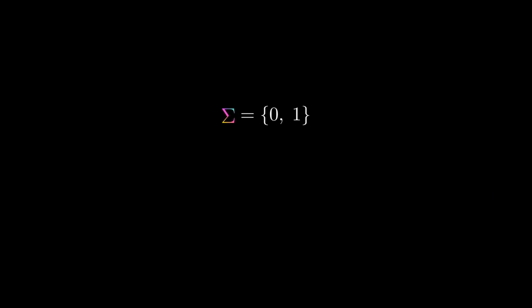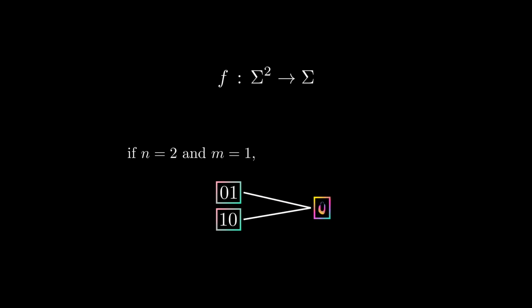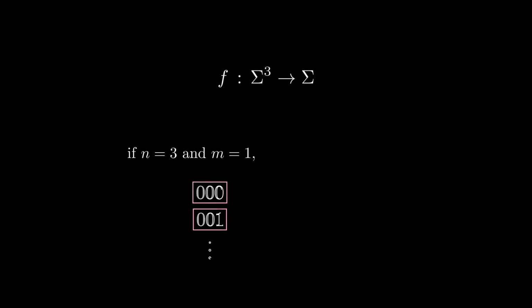We are going to be working with binary strings, so let's define the Greek letter sigma as the binary alphabet for the sake of brevity. Any computational function can be defined as taking some n-length binary string and converting it into some m-length binary output. For example, if n equals 2 and m equals 1, the function takes strings that are 2 binary characters in length and outputs a string 1 character in length, a 0 or a 1. If n equals 3 and m equals 1, the input is 3 characters in length and the output remains 1 character in length.